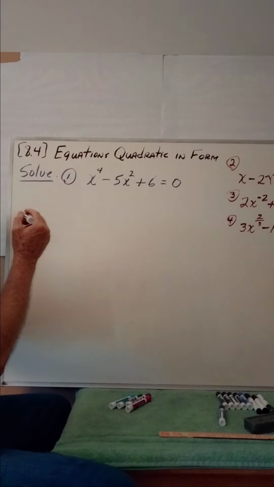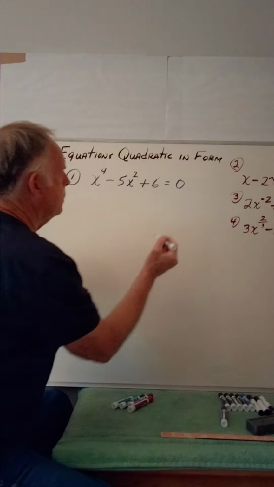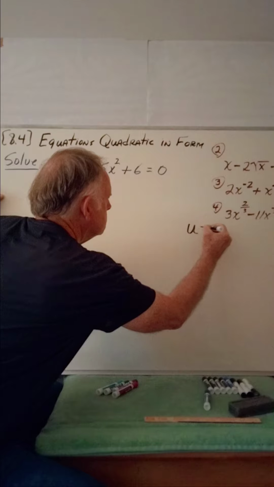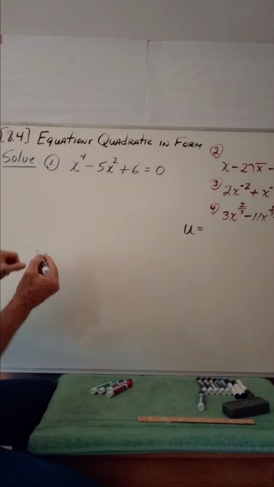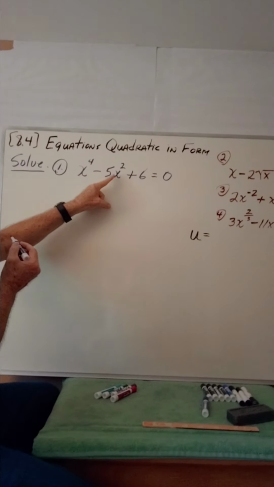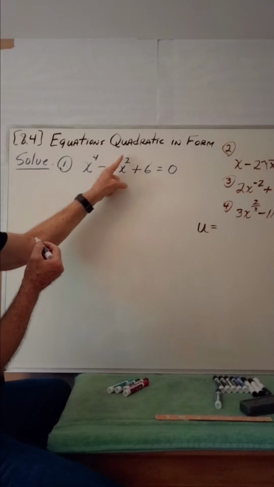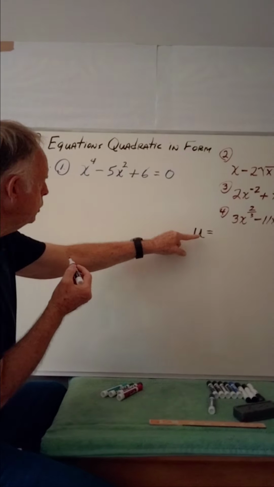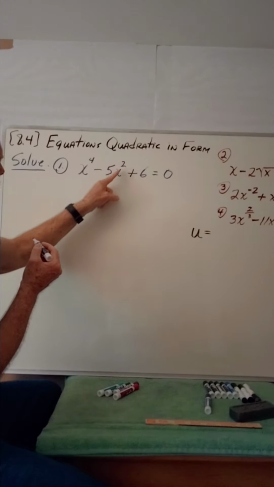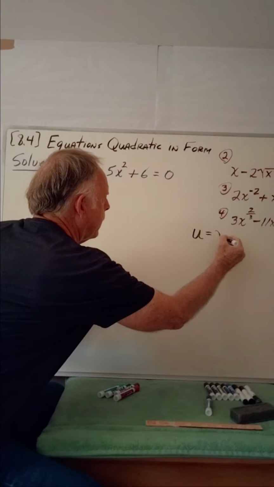And here's where we get the substitution involved. We're going to pick the variable u. There's no magic in u, but we're going to pick u. And we're going to let u be equal to the variable factor of the middle term. So we're going to let u be equal to x squared.